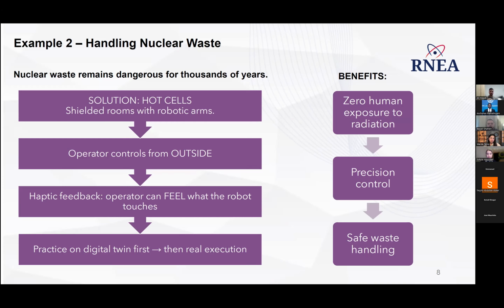And before any real movement, they can practice on the digital twin. They can make sure the path is safe. Then they tell the real robot to do it. It's absolutely zero risk. So if we look at the next slide, we will speak about what I am personally working on.